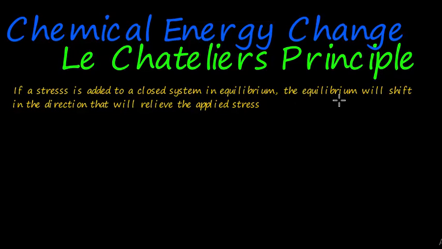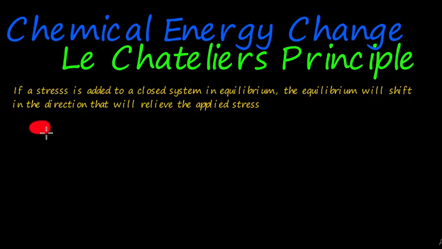We're looking at Le Chatelier's principle, and let's just read it again. It says that if a stress is added to a closed system in equilibrium, the equilibrium will shift in the direction that will relieve the applied stress. And we looked at, for example, temperature and how temperature affects the stress.